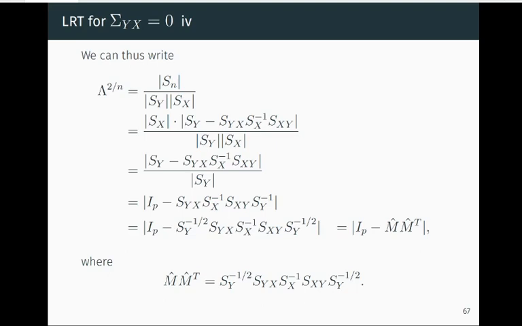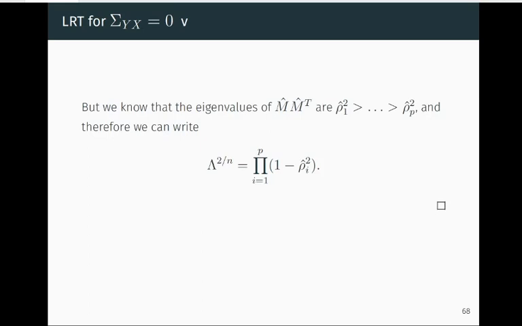So why is this important? It's important because we know what the eigenvalues of M hat transpose are. The eigenvalues are the canonical correlations squared. And so putting all of this together, we've proven that lambda to the power 2 over n is equal to the product of 1 minus rho hat i squared, which is what we wanted to show. And so we see the connection here between a test for independence and canonical correlation analysis.